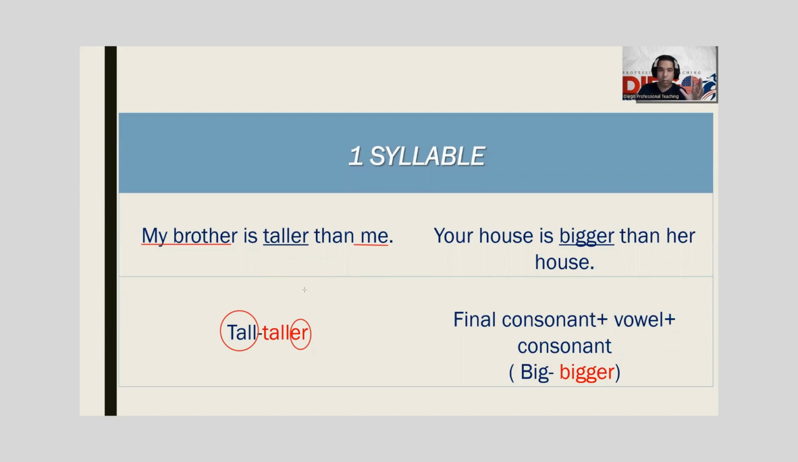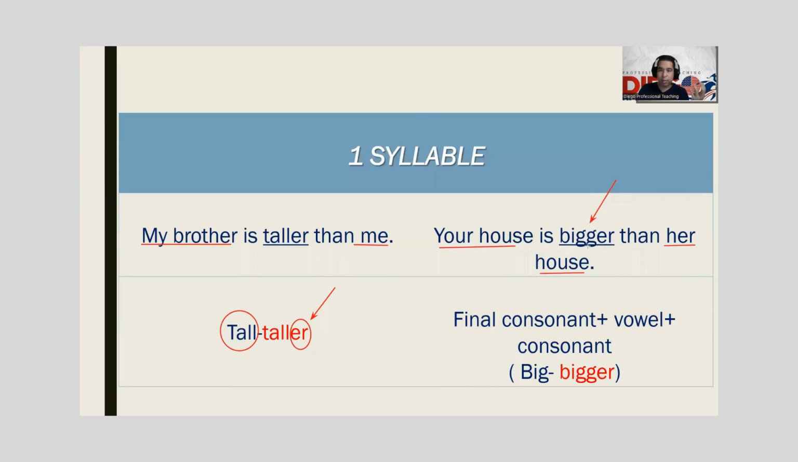So what do I use when I have one syllable? I always say the ER. I add the letters ER for making the comparison. Okay? The second example for using one syllable: your house is bigger than her house. I am comparing, in this case, two elements again, your house and her house, correct? What adjective am I using? Big. What do you notice?